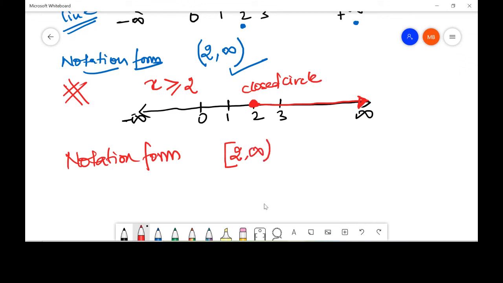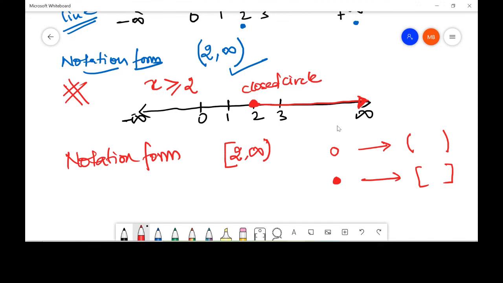So the interval notation form of x greater than or equal to 2 would be square bracket 2 comma infinity, round bracket or parenthesis. So as a rule, what do we have? Whenever there is an open circle, we use the parenthesis. Whenever there is a closed circle, we will use square brackets. When do we have an open circle? When it is not included. When do we have a closed circle? When the number is included.